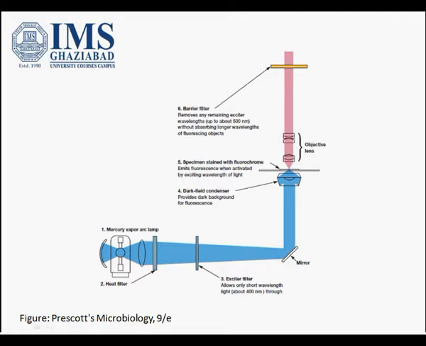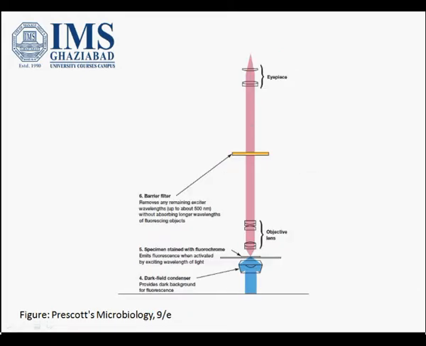Then we have the barrier filter. This barrier filter is positioned after the objective lenses, and it removes any ultraviolet light that could damage the viewer's eye. This is the figure. This shows the barrier filter, and finally we have the eyepiece.